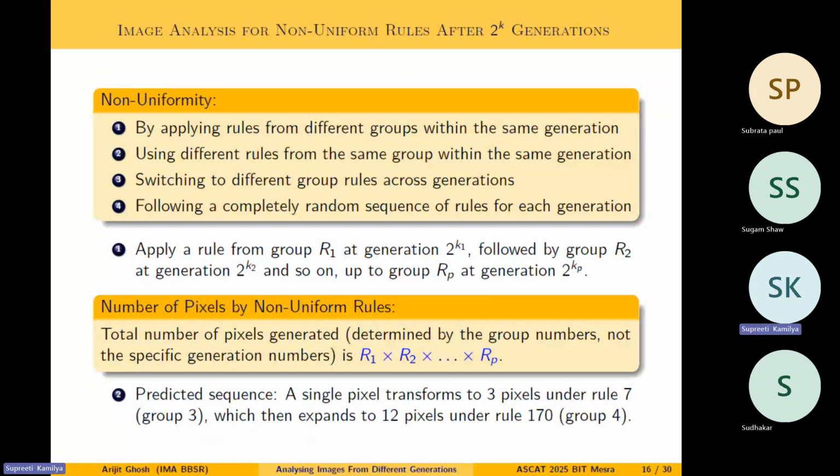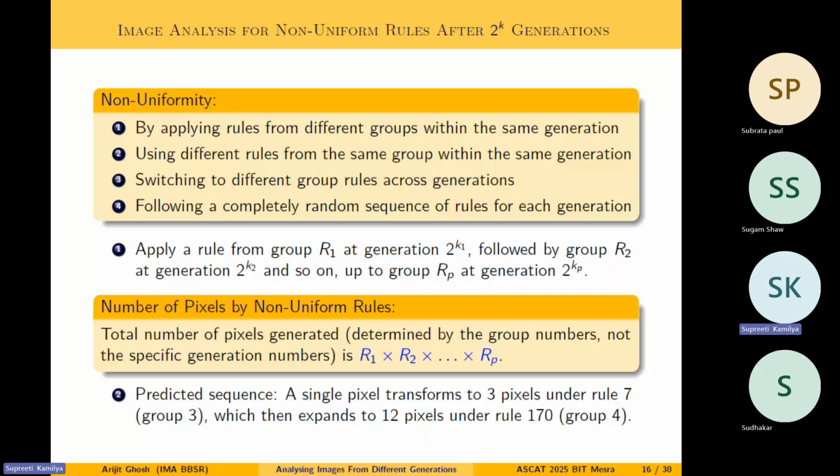Till now, we have been using uniform rules to generate the images. However, images can also be generated by the use of non-uniform rules. The non-uniform rules can be applied in the following 4 ways: by applying rules from different groups in the same generation, by applying different rules of the same group in the same generation, by switching to different group rules across generations, and by following a completely random sequence of rules for each generation. We have applied condition 3 in our experiment.